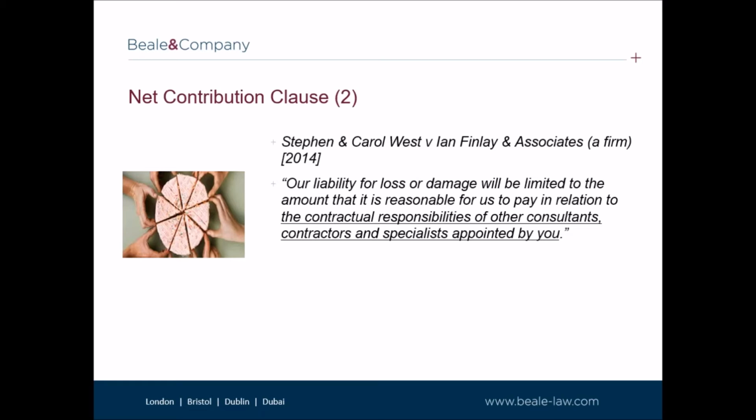The judge understandably said that the net contribution clause was ambiguous. However, he held that the clause did not limit the architect's liability in respect of losses incurred by the main contractor breaching its contract. It merely limited the architect's liability in respect of breaches by specialist contractors appointed by Mr. and Mrs. West outside of the main contract. Mr. and Mrs. West could therefore recover 100% of the damages from the architects, who had no means of obtaining a contribution to those damages from the bust main contractor. Is that fair?